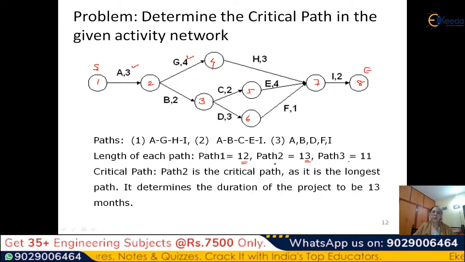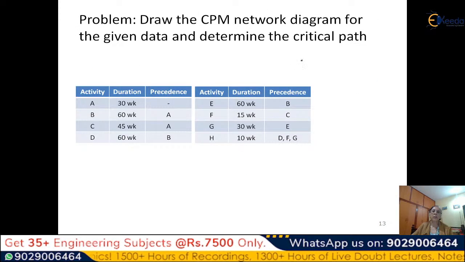So which is the longest? This is the longest. Definitely, because we have said that the critical path is the longest path. So you will get the critical path as path 2, which is the longest. And it will also determine the duration of the project. So if everything goes well, and all tasks are done at the right time, then in 13 months you can complete this project. Now let's do another one.